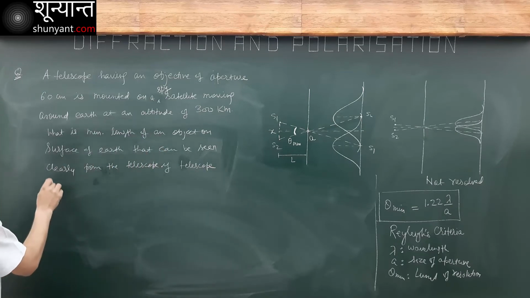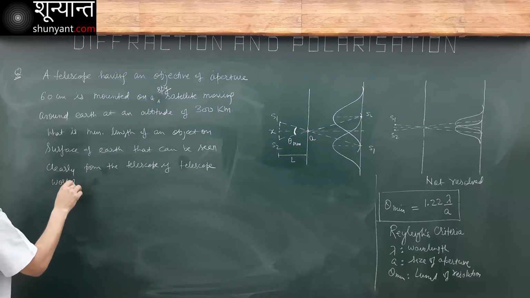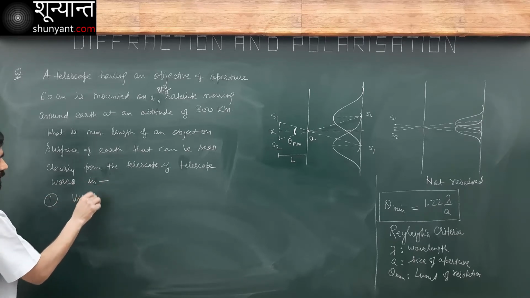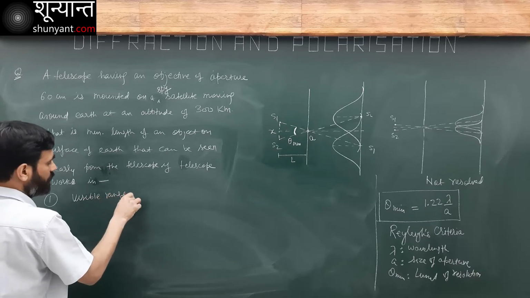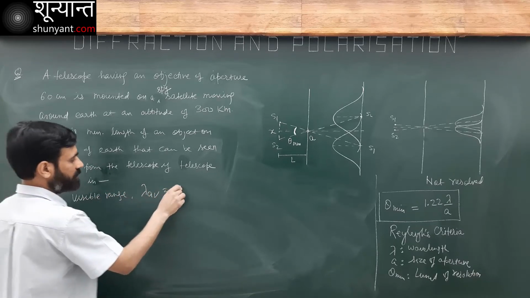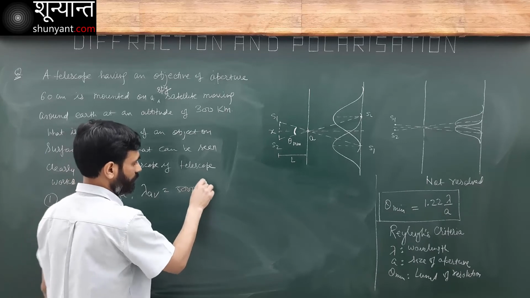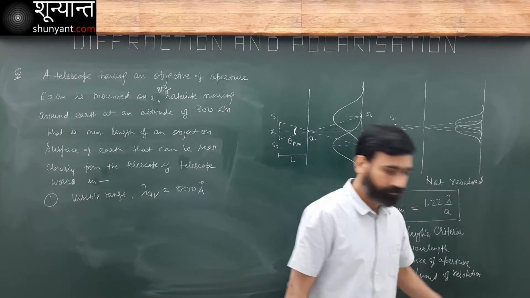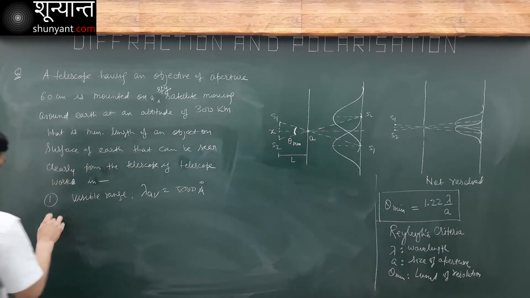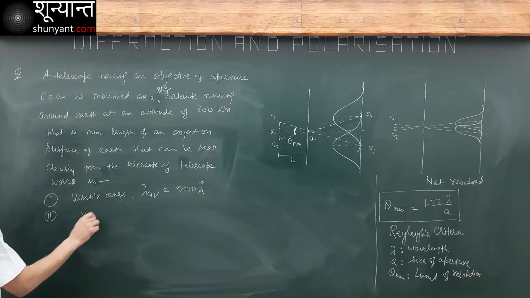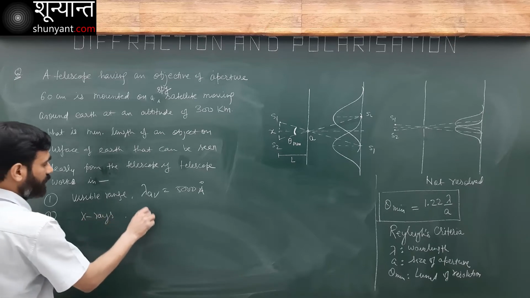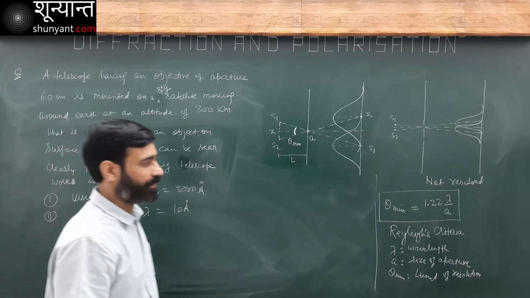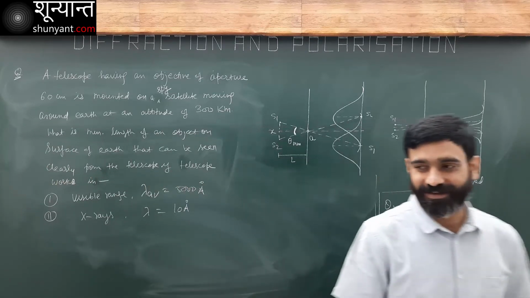If the telescope works, first, in the visible range, so the average lambda is, let's say, 5000 angstrom. So I have this telescope in the visible range. Now second, X-ray, lambda is 10 angstrom, let's say. This is the average wavelength of an X-ray. Let's see what answer I get.